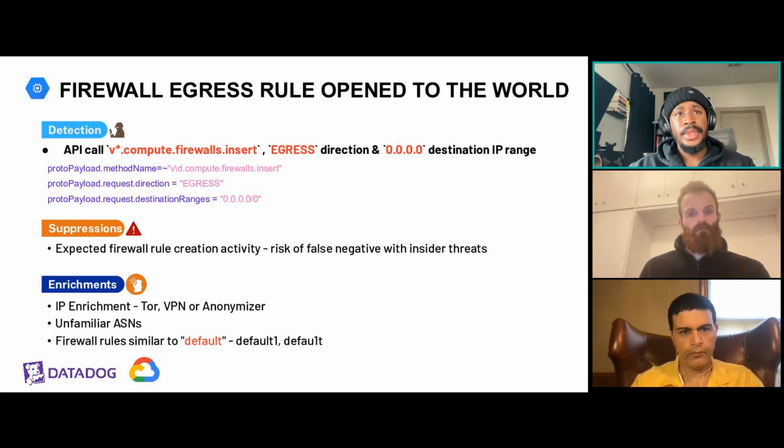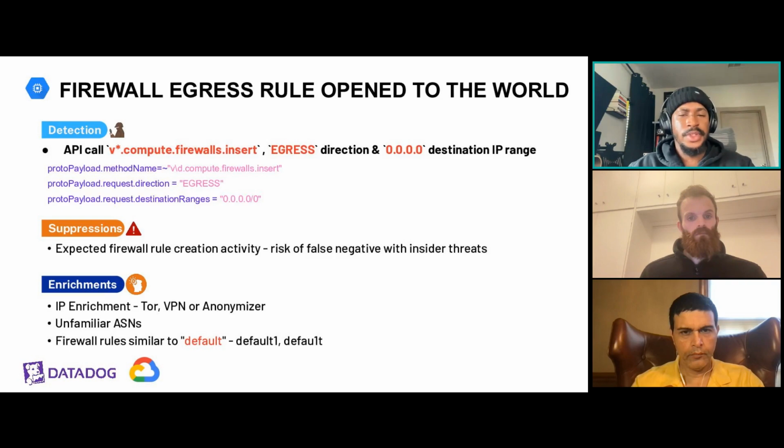And then in terms of enrichment, you could look for specific activities from Tor IP addresses or VPNs or anonymizers, again with unfamiliar ASNs. Another one to specifically look out for is that the attacker would want to create a firewall rule that is similar to the default firewall rule. So they would use very, very similar naming conventions.